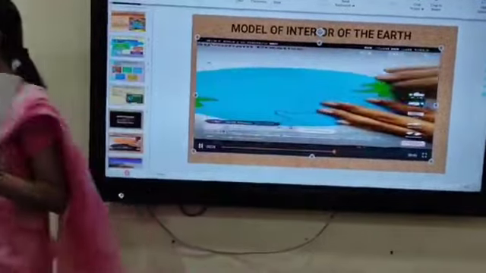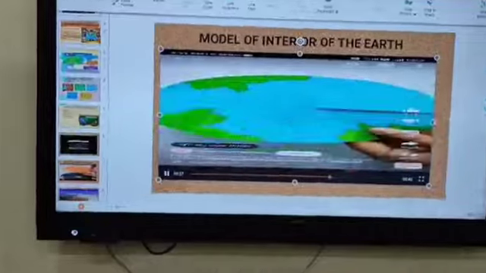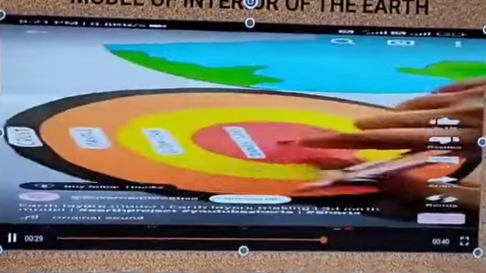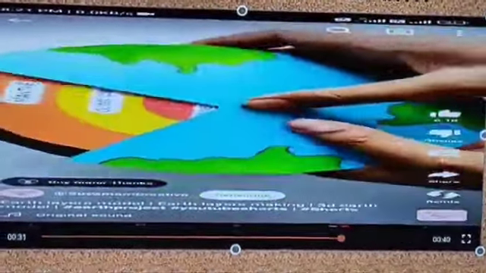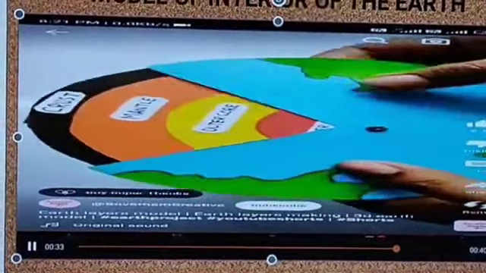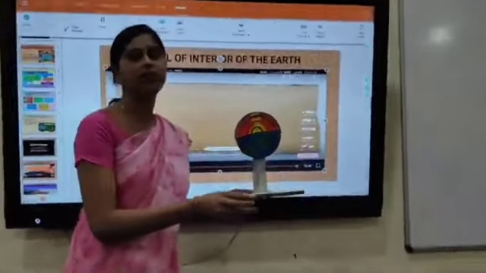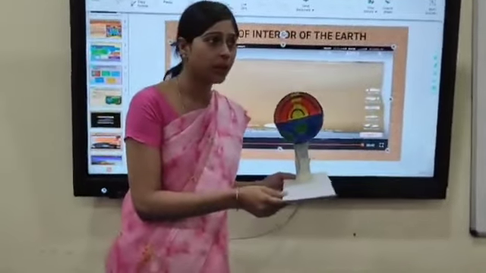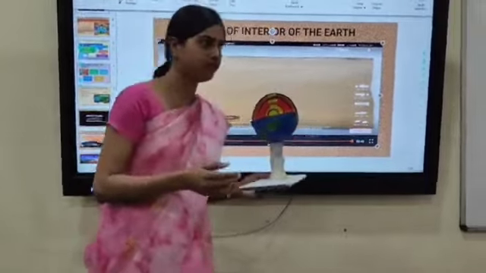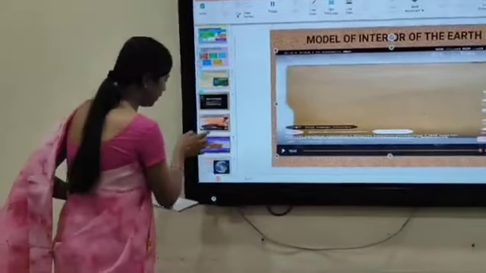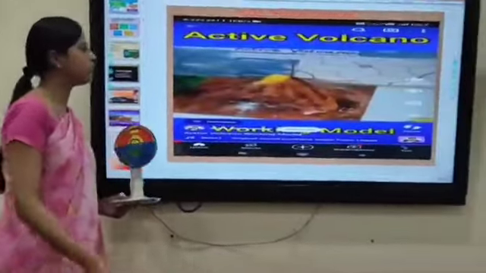The different layers of the interior. Yes, this model also, and that is a 3D model also. Yes, a 3D model, which students can understand very clearly. And it will also help them to learn in a better way as they will engage themselves. Then the last one is the active volcano, which is also related to the part.